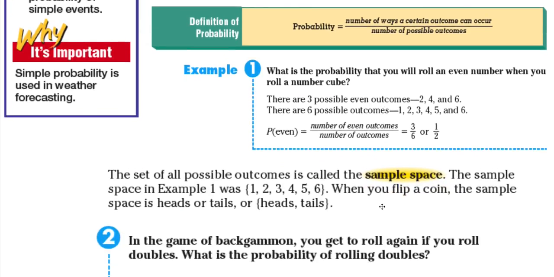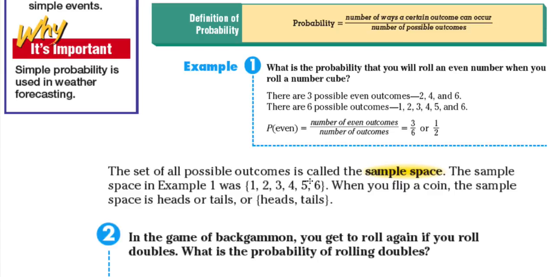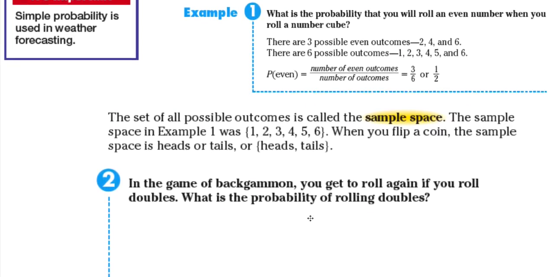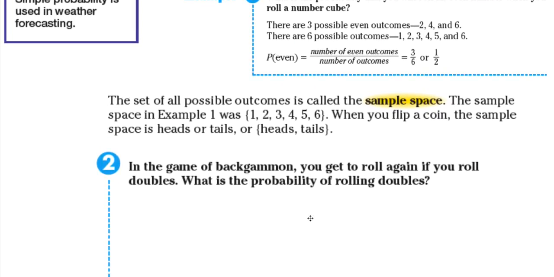Okay, so the set of all possible outcomes is called the sample space. In example number 1, our sample space is 1, 2, 3, 4, 5, 6. The sample space in example 1 was given. When you flip a coin, the sample space is heads or tails, or in brackets, heads, comma, tails. Okay, so that's the sample space if you flip a coin. In the same manner, we'll try to find the sample space in example 2.